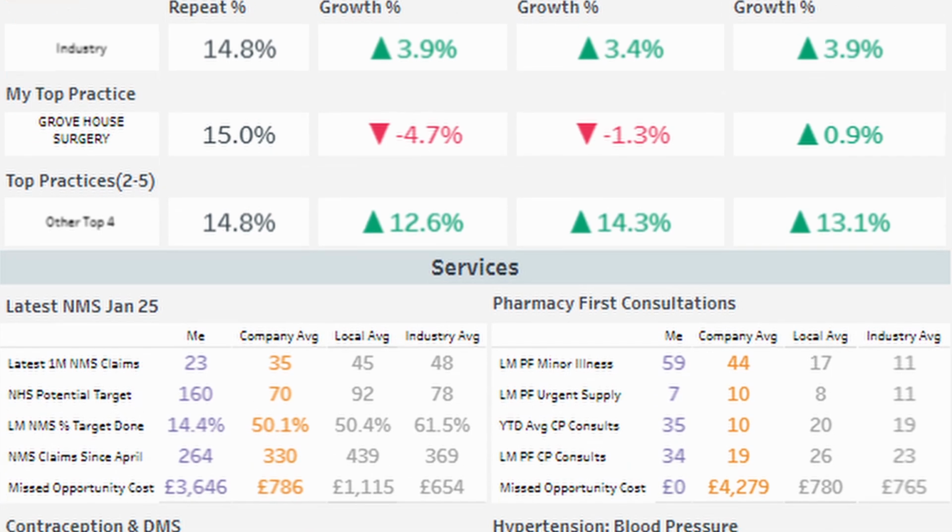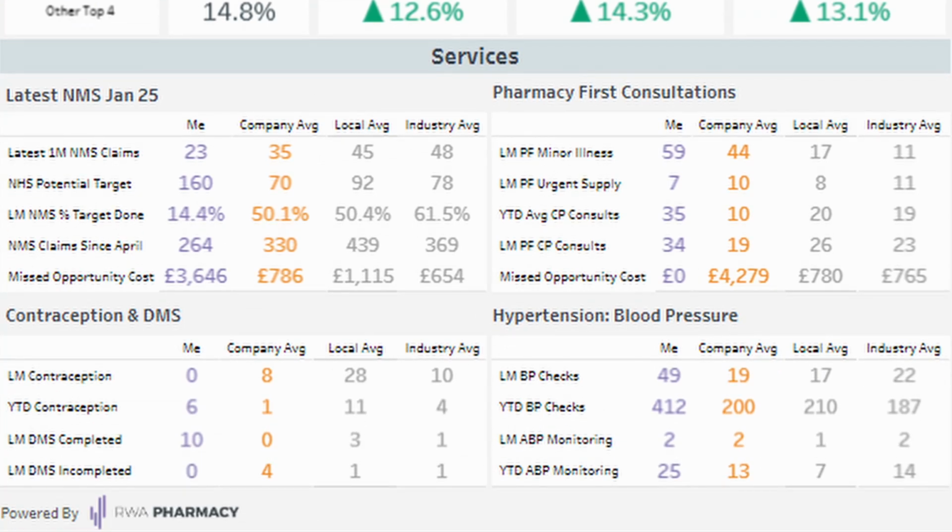The lower section of this page gives a snapshot of services, from NMS and blood pressure checks to pharmacy first and contraception consultations. Here, your service activity is also benchmarked against your company average, the local average, and the wider industry. Use this to identify underutilized services. If neighboring pharmacies are claiming more, it may suggest missed opportunities in your area.